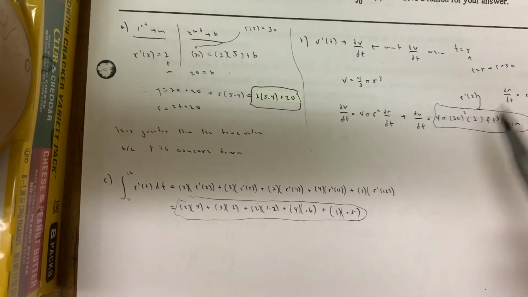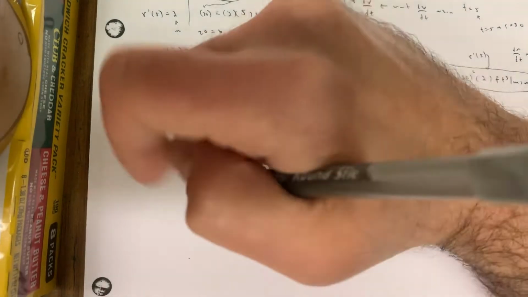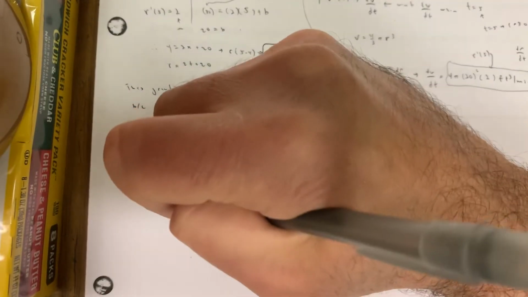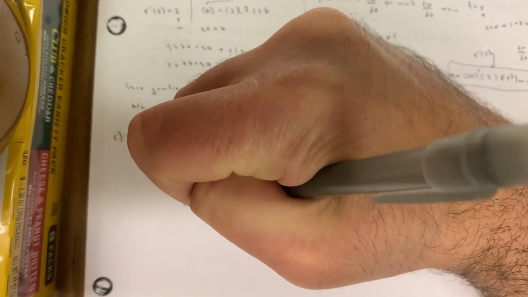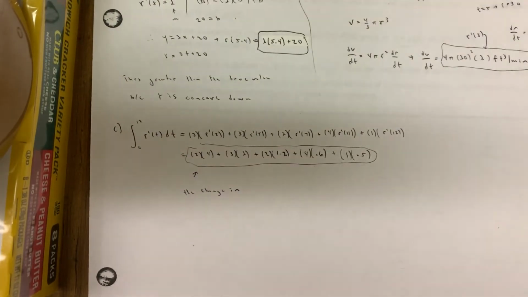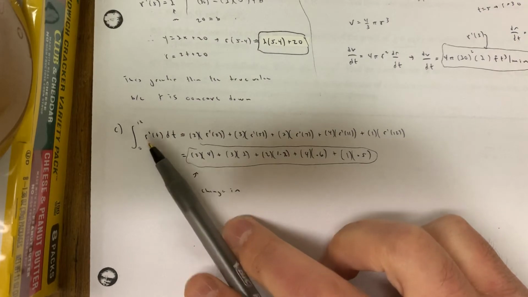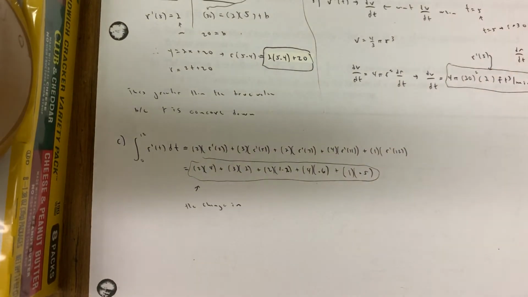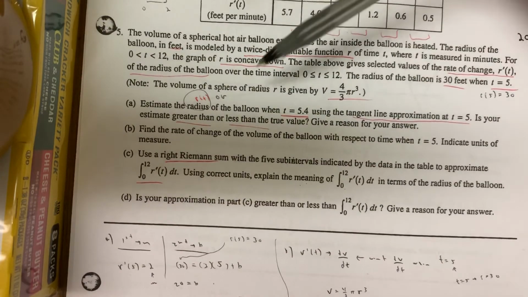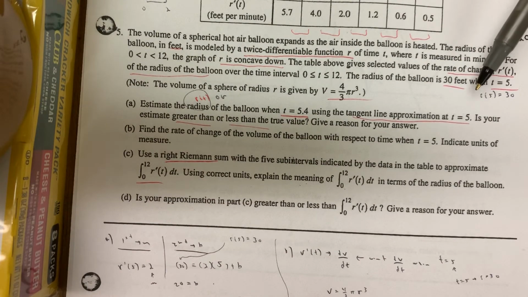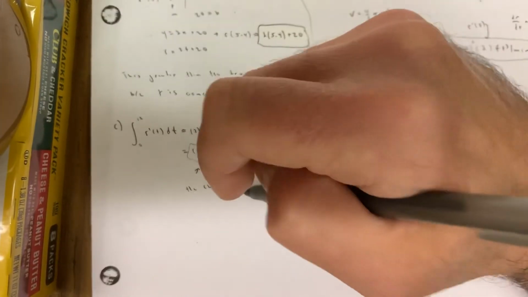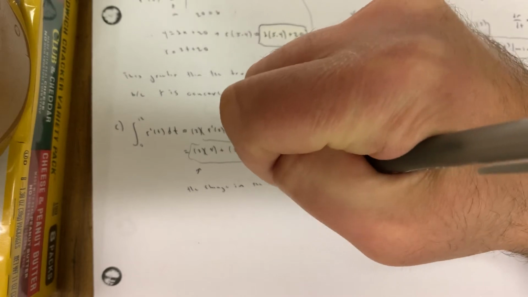Now we want to explain this meaning. So remember, the second you want to explain a definite integral, we always start with the change in. Just like if they want you to describe a derivative, we start with rate of change of. If you want to describe an integral, you start with the change in. And remember, what did we just integrate? We just integrated the rate of change of the radius of the balloon. And if you integrate the rate at which the radius of the balloon changes, you actually get the change in the radius of the balloon.